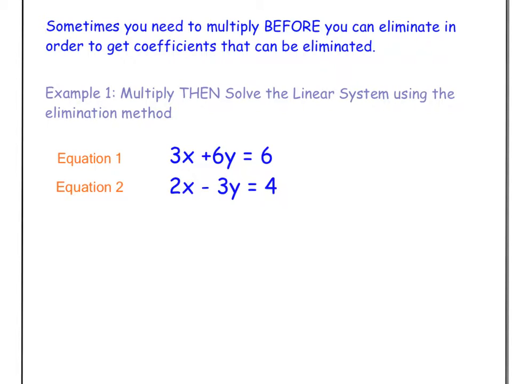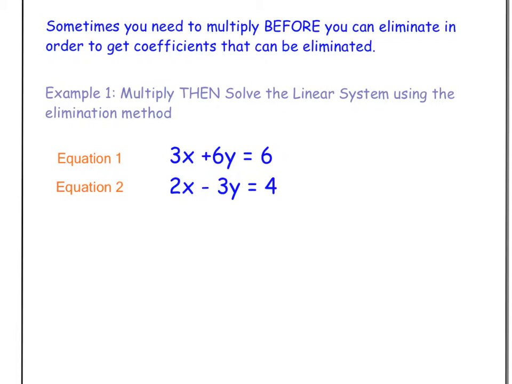Still eliminate systems where the coefficients do not match. And in order to do that, you need to multiply one of the equations or both of them in order to get the coefficients to be identical. Write down equation 1 and equation 2 and pause the video until you have that done.